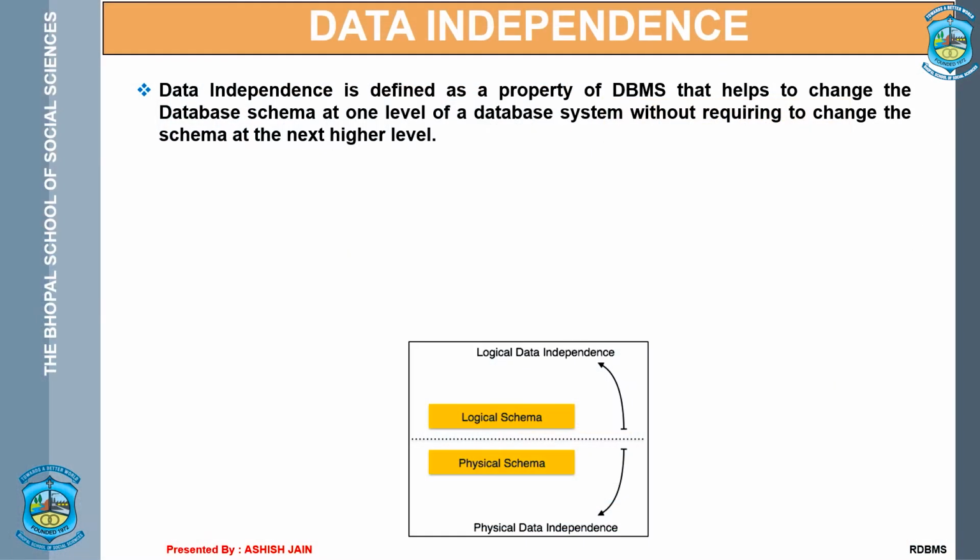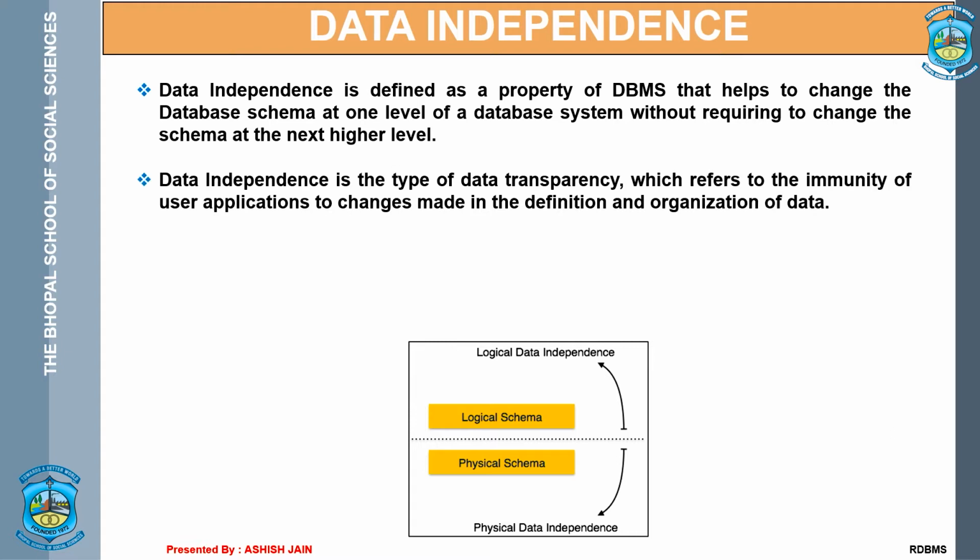Data independence is defined as a property of an RDBMS that helps to change the database schema at one level of the database without requiring a change to the schema of the next higher level. That means whatever changes you make can be on only one layer and one tier without affecting the other levels. Data independence is the type of data transparency which refers to the immunity of user applications to changes made in the definition and the organization of data. That means the organization of data and the definition of data are separated using this property or concept.